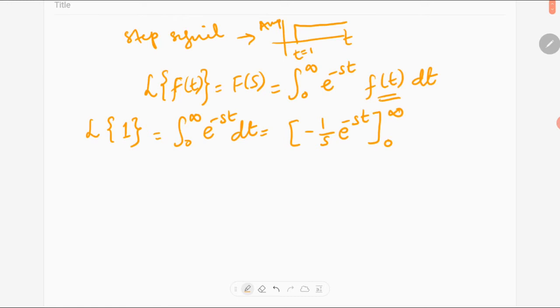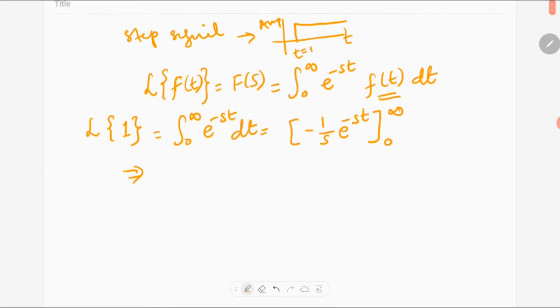To solve the limits, we know how to do that. We do upper minus lower, and we put these limits inside this t, the variable with respect to which we are doing the integration. And here we have minus 1 over s e power minus s infinity, minus, and again minus 1 over s e power minus s 0.